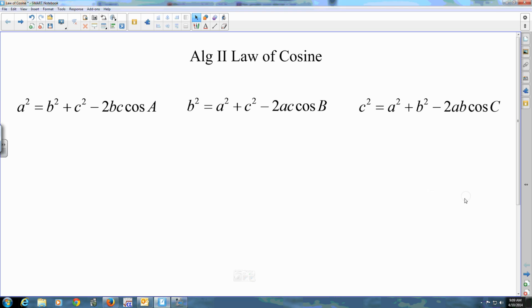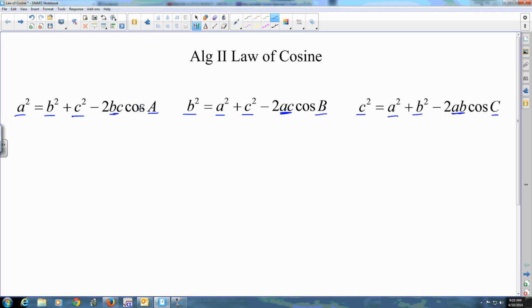Hello everyone, this is for Algebra 2, the law of cosine. I know initially this is going to look like it's worse than doing law of sine, but in some ways it's actually easier. A couple things in the pattern I want you to notice is that if this is side A, this is angle A, side B, angle B, side C, angle C. The other two sides are represented inside it.